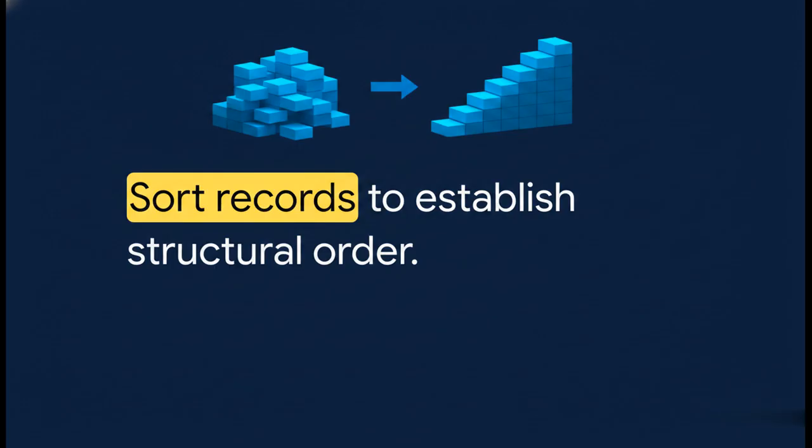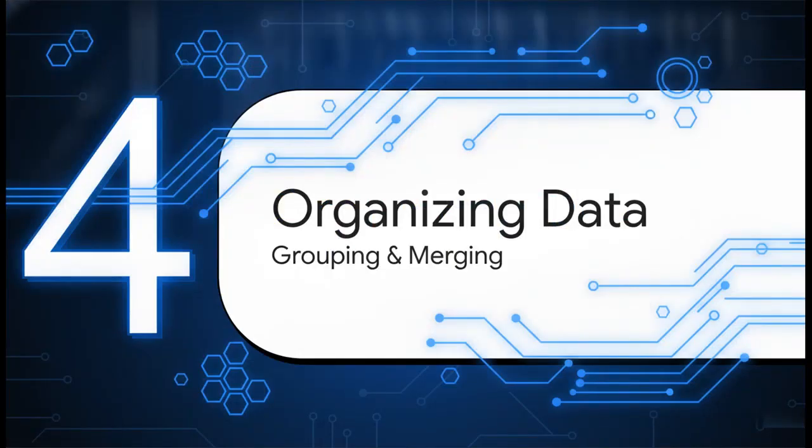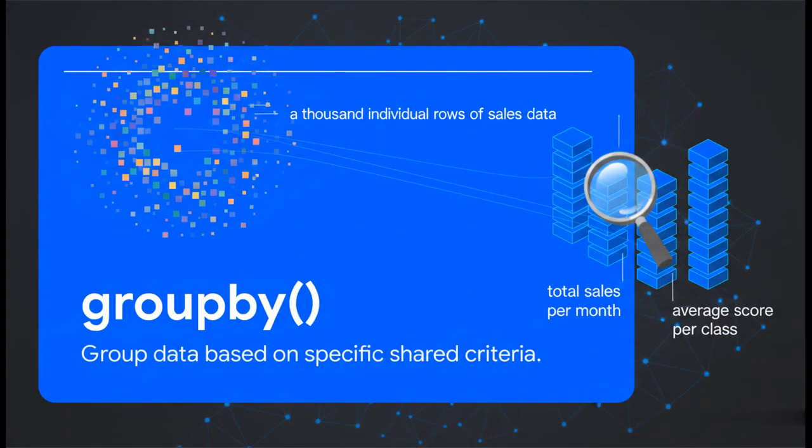Now, with our data scrubbed and shaped, we are ready for Section 4, organizing data through grouping and merging. This is the final and honestly the most advanced phase of our assembly line. It's where everything is synthesized.